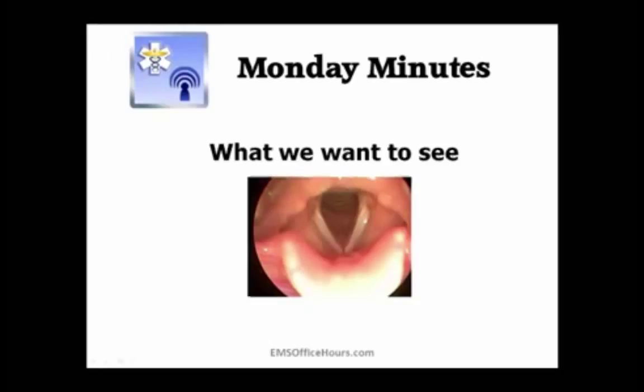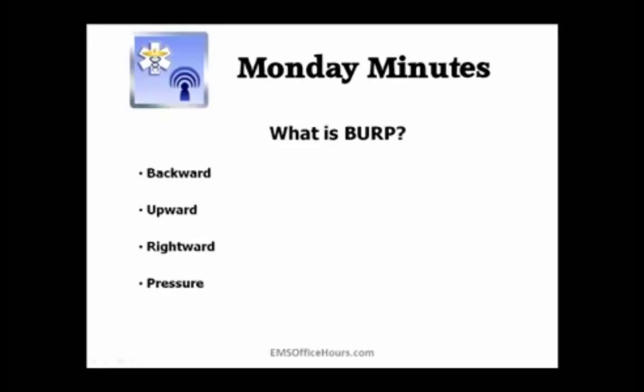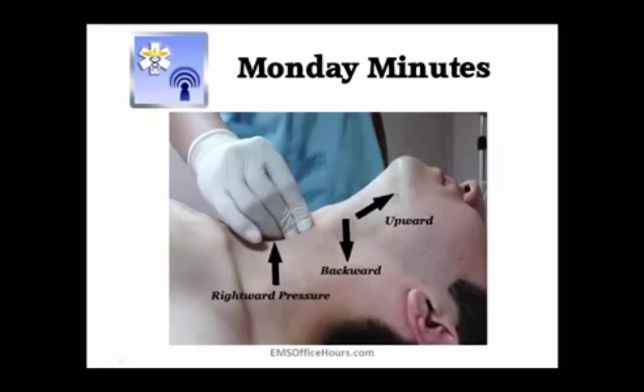So what is burp? Well, it's a backward, upward, and rightward pressure of the patient's larynx. And what this does is it can actually improve the visualization of the structures inside the airway, and mainly, of course, the vocal cords, and it eases your intubation. So right here is just a quick little description. Again, burp: backward, upward, rightward pressure. Now I have a quick picture here for you to look at, just to give you an idea what you should be looking for.